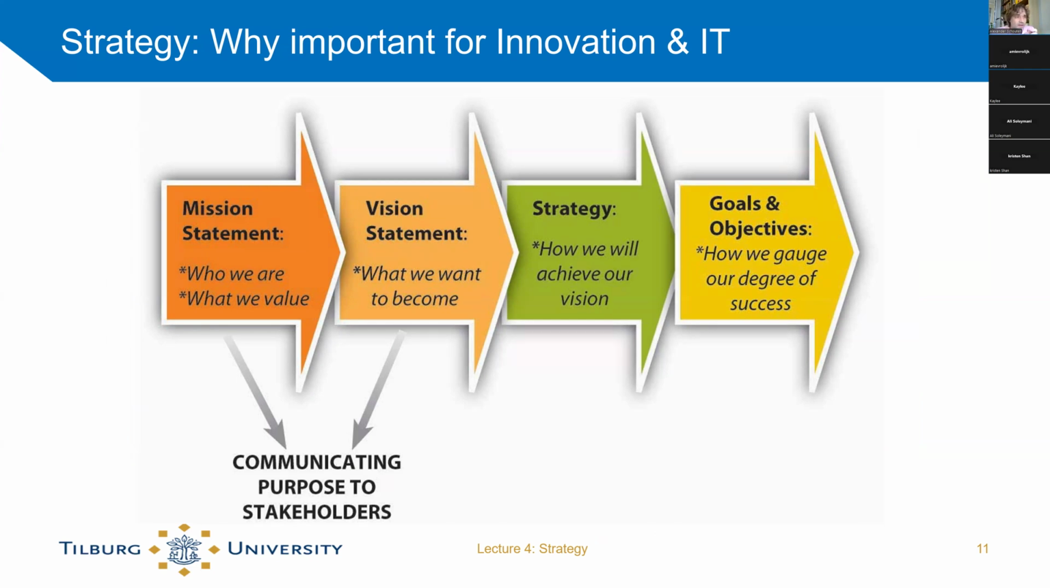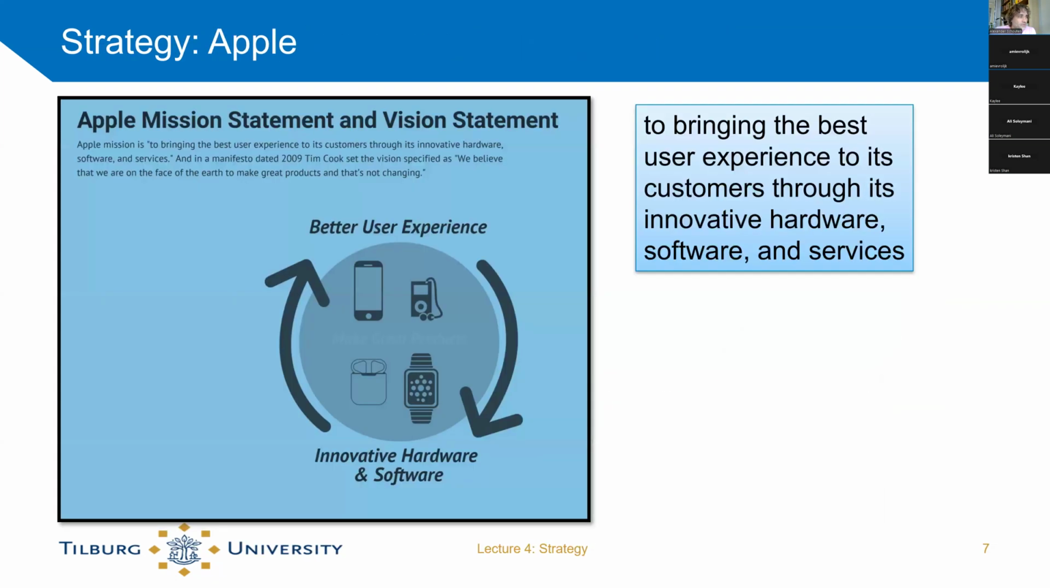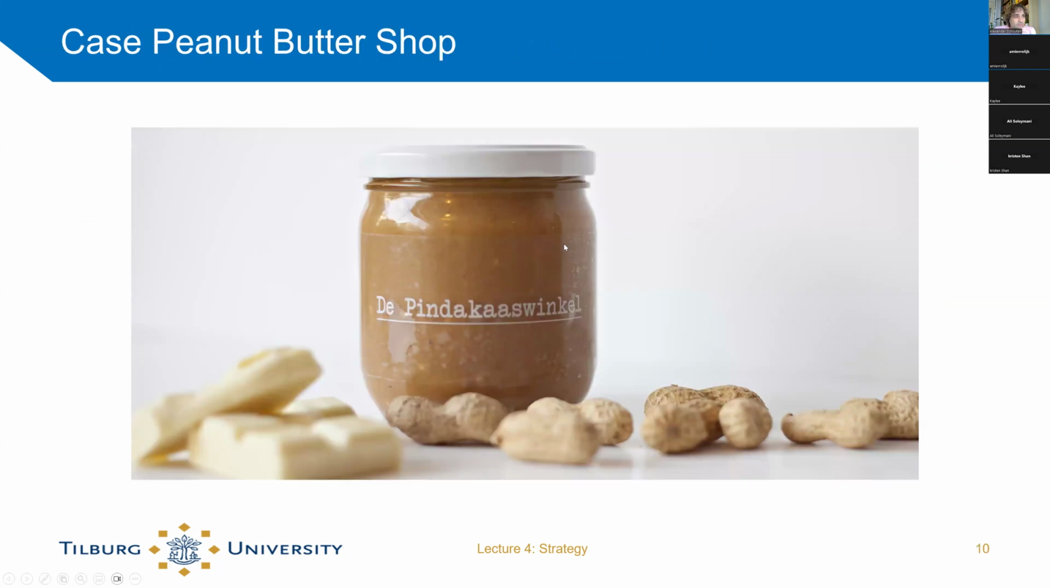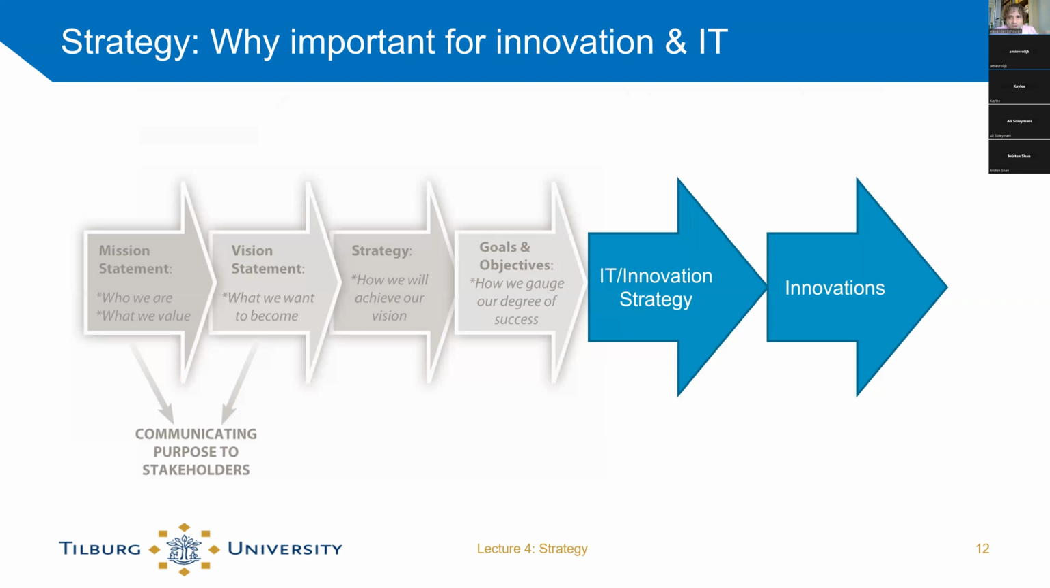Well, it's kind of logical: the mission statement informs the vision statement, informs the strategy, informs the goals and objectives. But those in turn also, of course, inform what you want to do with information technology and innovation in your organization. So, for example, if you look at Ahold Delhaize, they want to focus on experience. They say save time. So that mission gives insight into their strategy. So probably you want to focus on grocery delivery.